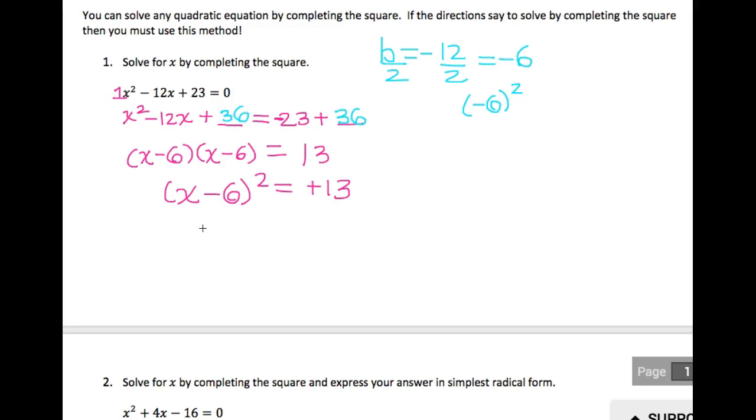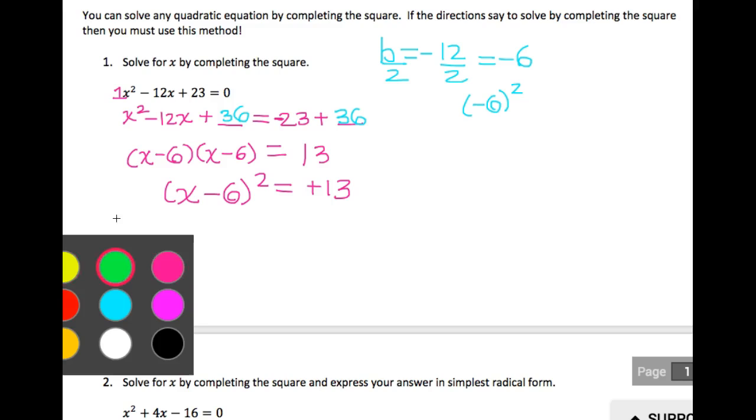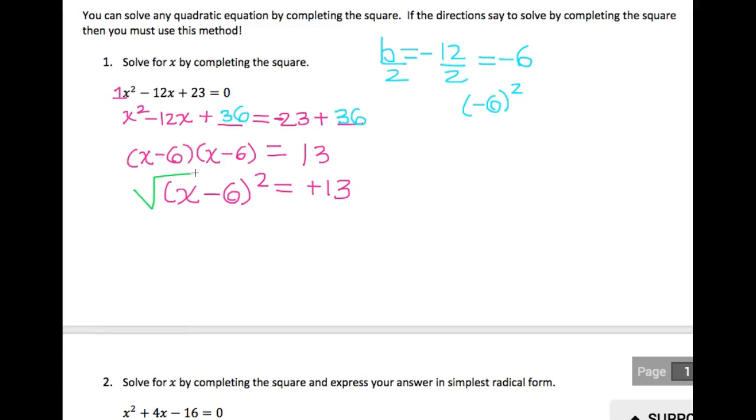Okay, so what you want to think about here is they're asking us to solve for x. So if we have something squared and we're trying to get x by itself, we need to take the square root of both sides.